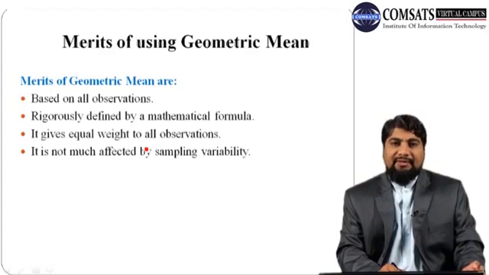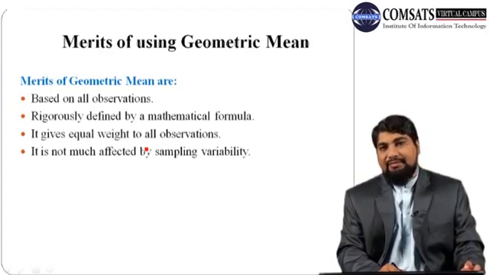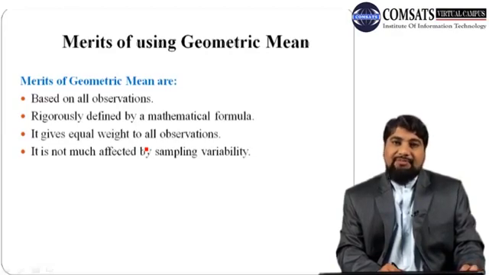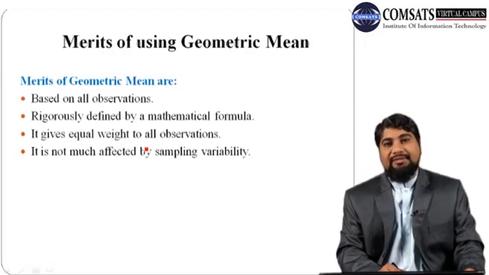be slightly different from the first calculated geometric mean, but there will be no big variability, no big difference between the geometric mean calculated from sample 1 and the geometric mean calculated from sample 2. But remember that the samples must be drawn from the same population, and they must be representative samples. So it is not much affected by sample variability.